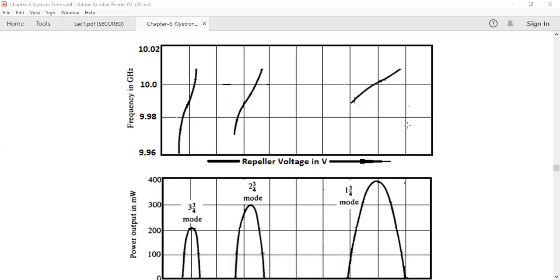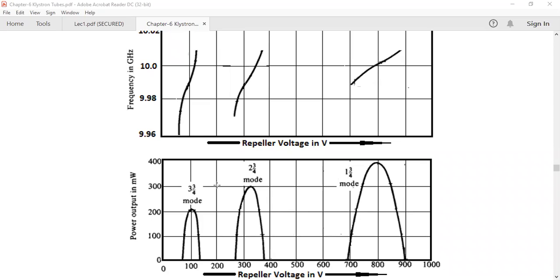Okay, the first mode maybe bandwidth is more. Next, the second mode maybe less, and the third mode very less. Bandwidth is very less. Okay, so please note this down. These two graphs you can know better.